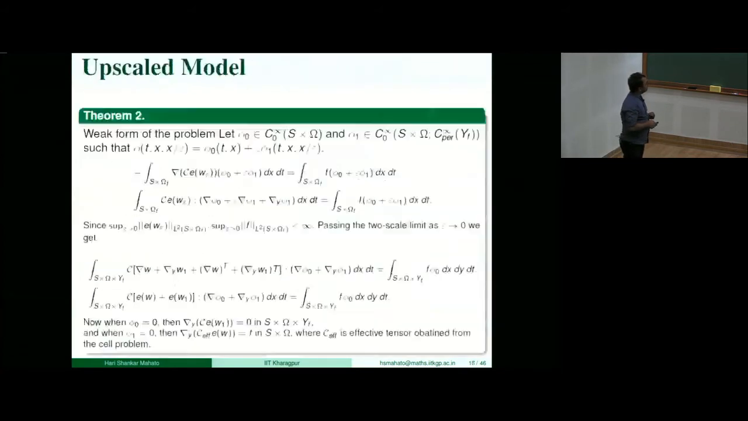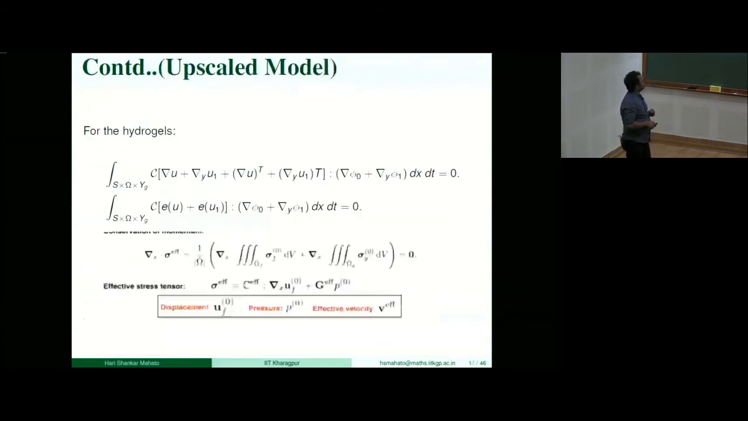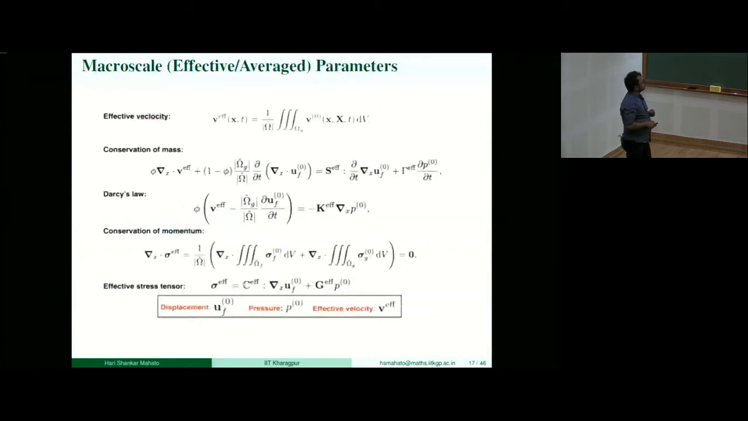So if I go back to our homogenized model, when we consider phi 0 equals 0, then in that case we'll have a cell problem. You can solve the cell problem to obtain these effective parameters. So we can obtain the effective Cauchy stress tensor. If you take the gradient of it, then it would look like this: the same elasticity equation which you had earlier at the microscopic level.